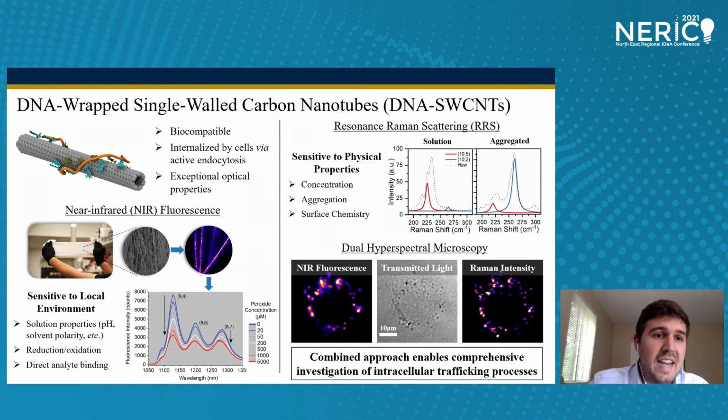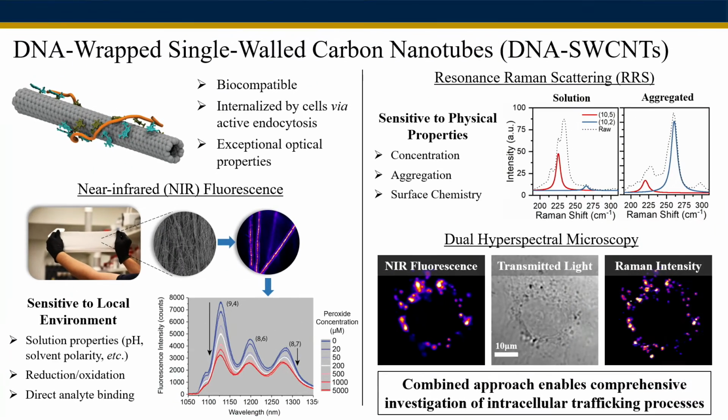In our lab, we use DNA-wrapped single-walled carbon nanotubes, which are biocompatible and readily internalized by cells by active endocytosis. These translocate into endosomes and lysosomes of mammalian cells, making them naturally locate to a spot where we can look at intracellular trafficking. They exhibit exceptional optical properties, including NIR fluorescence, which is sensitive to the local environment. So different solution properties or analyte binding produce different spectral responses. At the same time, resonance-Raman scattering can tell us about concentration, aggregation of particles, and surface chemistry.